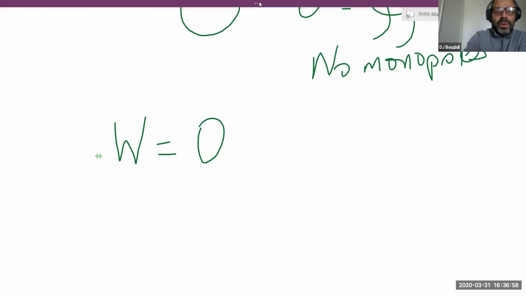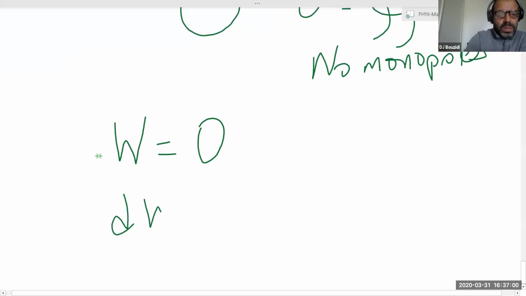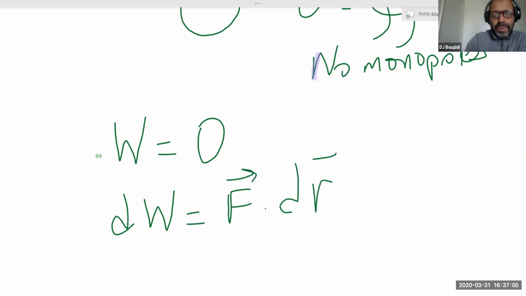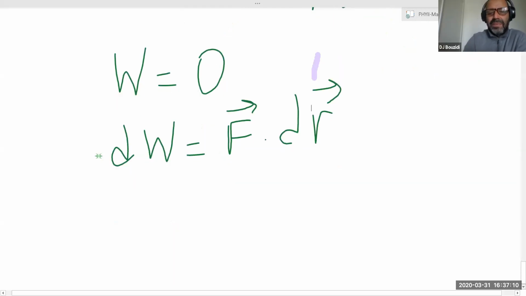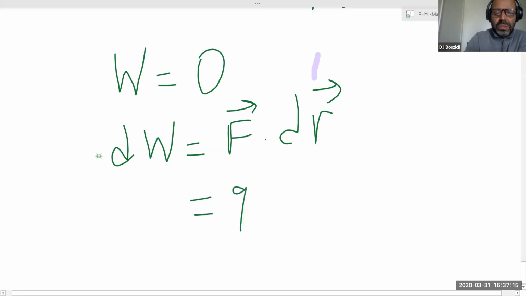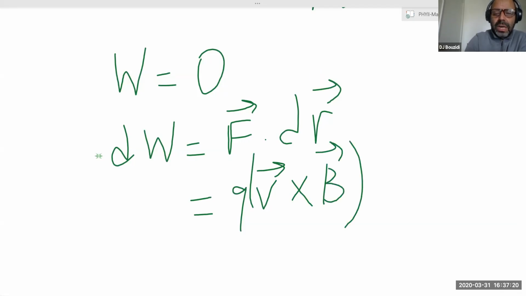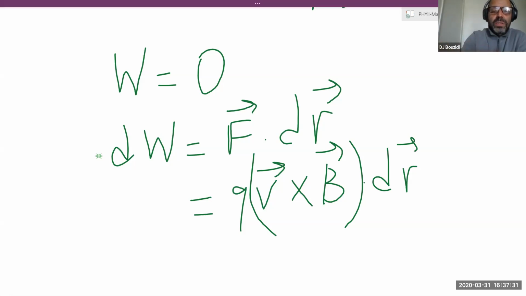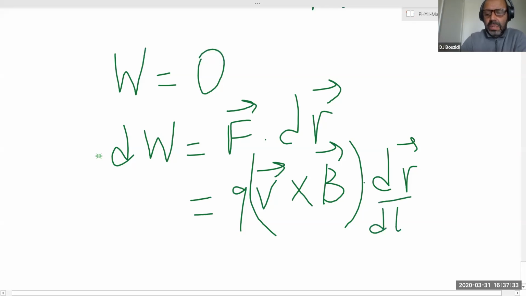When you calculate the work of a force, it's force times displacement. That's what work is. So an elemental work for a charge moving in a magnetic field is going to be given by this expression. This is from Physics 250. This is qV crossed with B, and the whole thing is dotted with dr. The last part is a dot product. The first part is a vector product. So normally what you do in this case is you divide by dt and you multiply by dt.